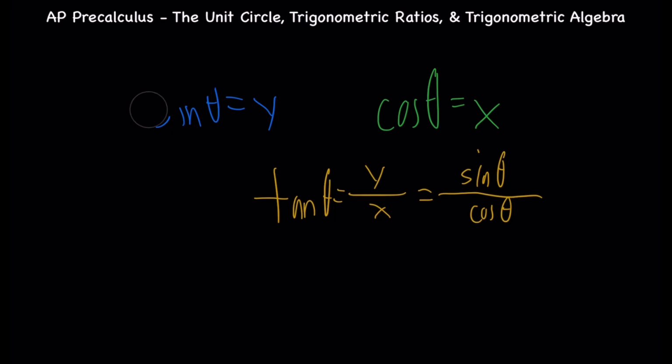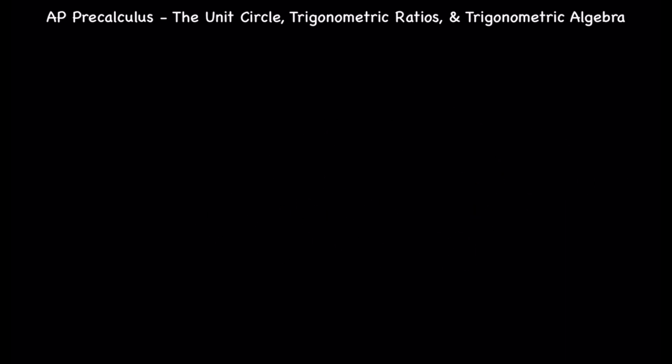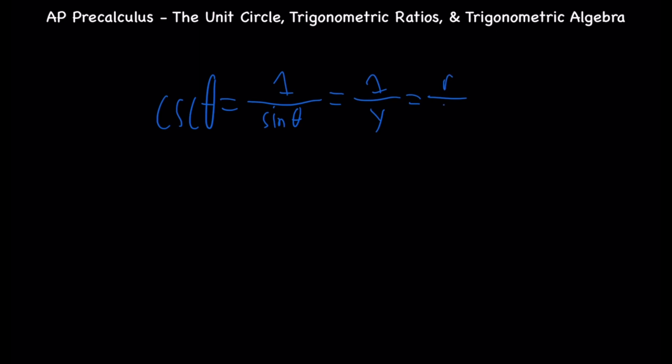Then you have the less familiar trig ratios. You have cosecant, which is equal to 1 over sine theta, or just 1 over y. Well, actually, it's equal to r over y. It's just assuming that the radius is already 1, as it is in the unit circle. In the unit circle, the radius is always 1.